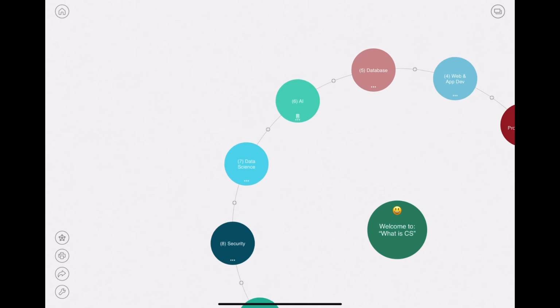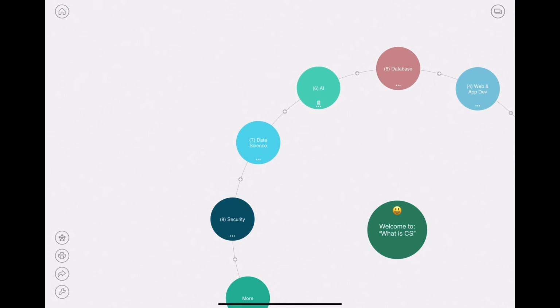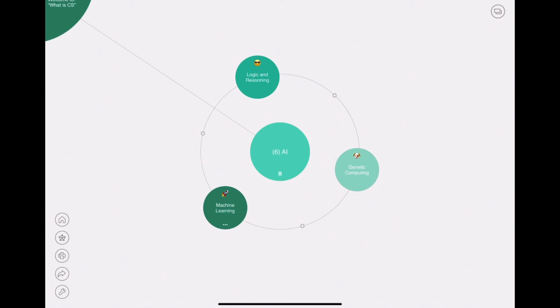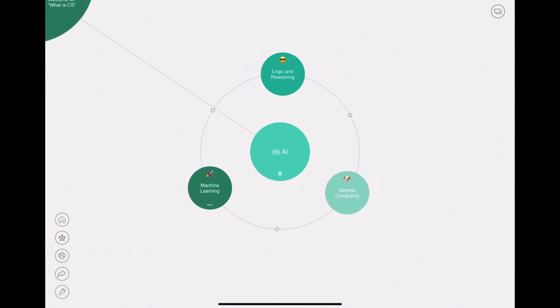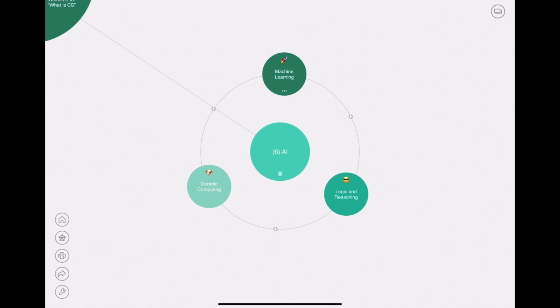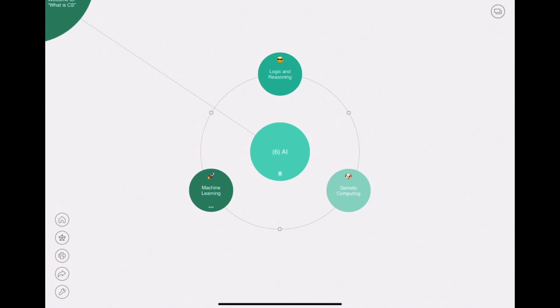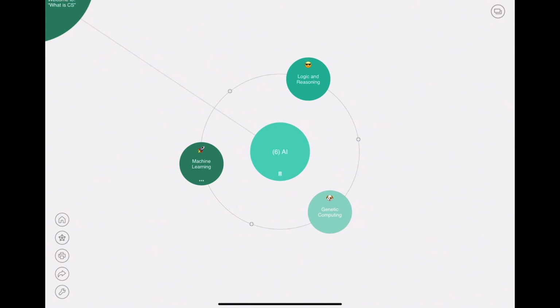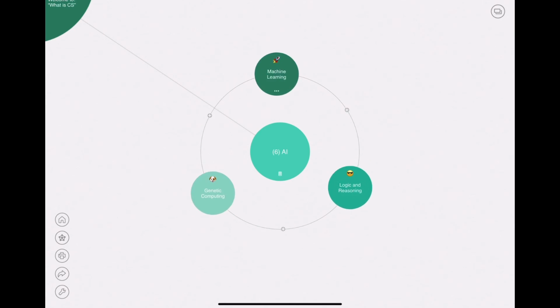Then we have a look at AI, a very interesting topic. We will look at genetic computing briefly. We will have a look at logic and reasoning, very cool. It will make you kind of a philosopher in some sense. And of course it will teach you how to reason and create your reasoning engine based on the AI approach of the human brain.